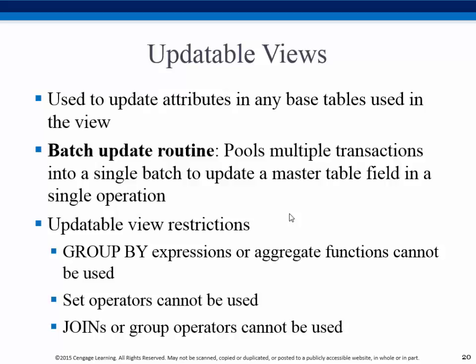Okay. Updatable views are used to update attributes in any base tables used in the view. A batch update routine pools multiple transactions into a single batch to update a master table field in a single operation. For example, a batch update routine is commonly used to update a product's quantity on hand based on summary sales transactions. Updatable view restrictions: GROUP BY expressions or aggregate functions cannot be used. Set operators cannot be used. And joins or group operators cannot be used with updatable views.